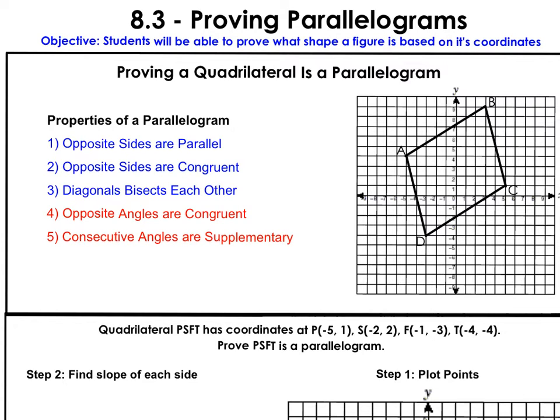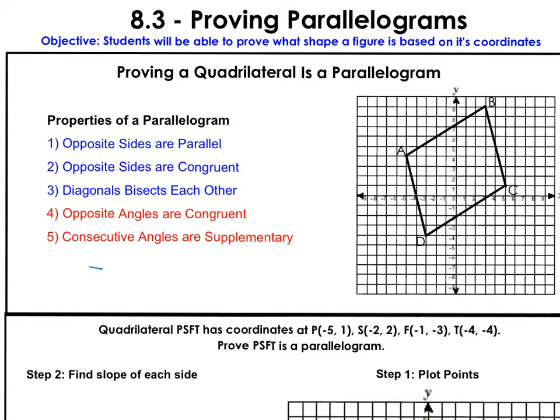Welcome to lesson 8.3, proving parallelograms on the coordinate plane. Now, what we're going to be doing is, of course, we're going to look at the coordinates of a quadrilateral, and using those coordinates, we are going to use our formulas, such as distance formula, slope formula, maybe even midpoint formula, to prove that the quadrilateral is a parallelogram on the coordinate plane.